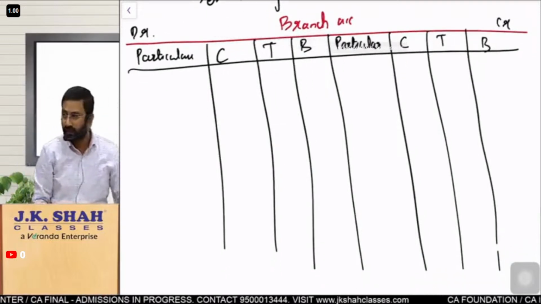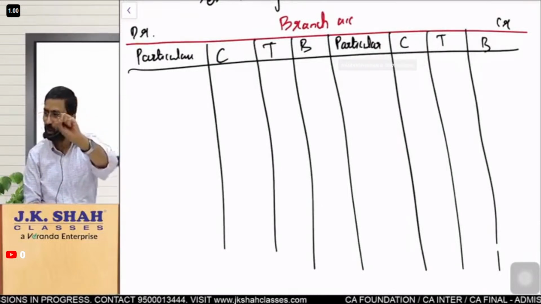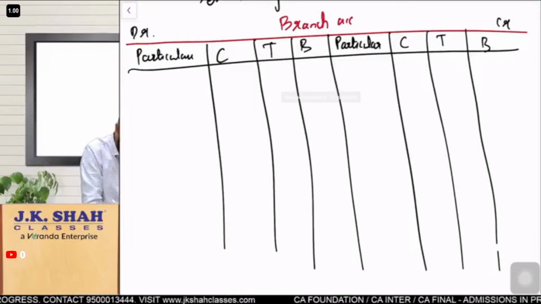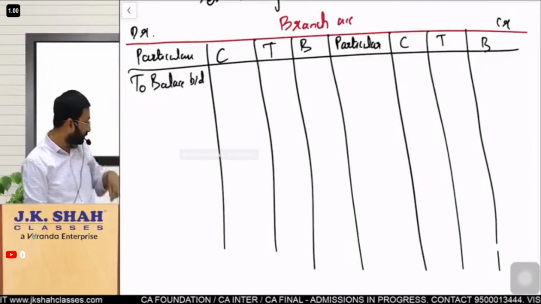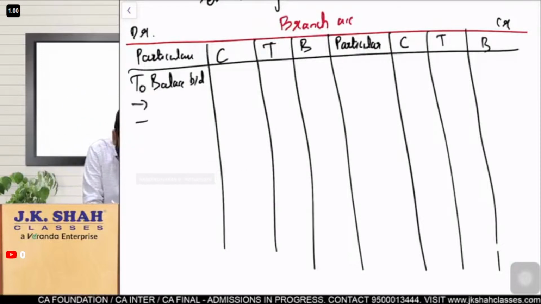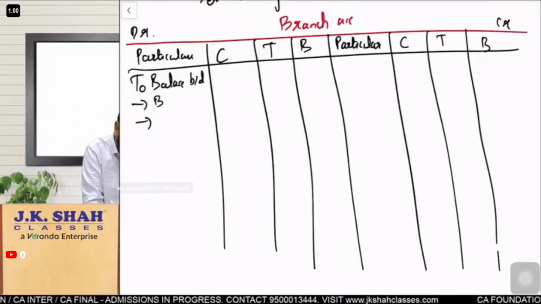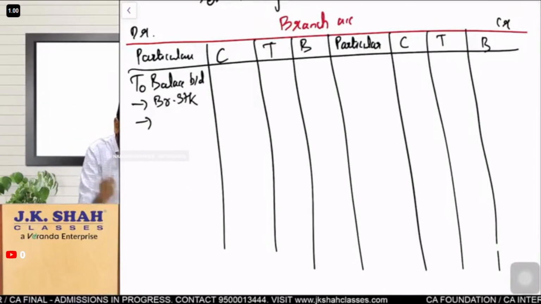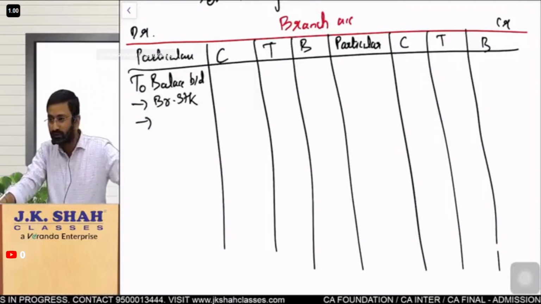Do we know opening balance? Yes, but the opening balance of branch account is nothing but the total assets. Start. To balance brought down. Can you tell me what all assets you have identified? Do we have opening stock? Yes. So we'll start with branch stock. Opening stock of Coimbatore.